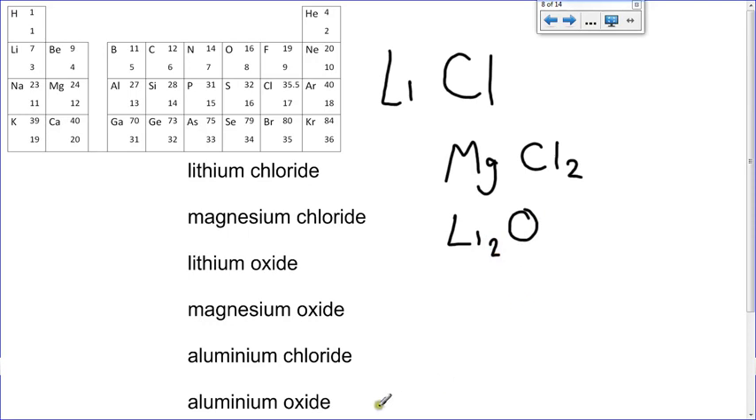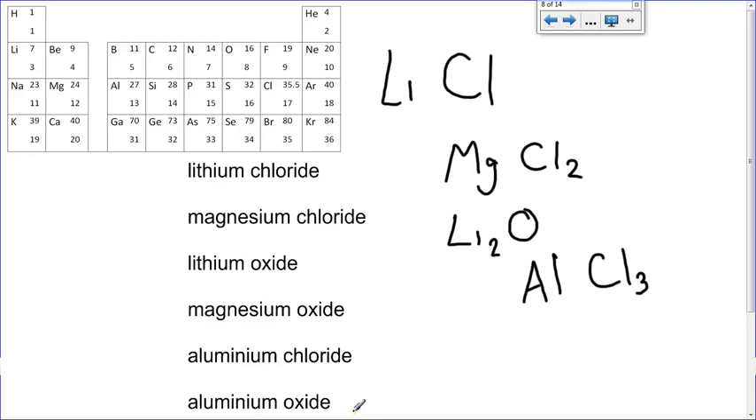Aluminium chloride is a little bit tricky because aluminium's in group 3. So this time we've got aluminium, we've got chlorine, but aluminium wants to give away 3 electrons. Each chlorine atom only wants 1 electron because it's in group 7. So this time we need 3 chlorine atoms or ions to accept each of those electrons.